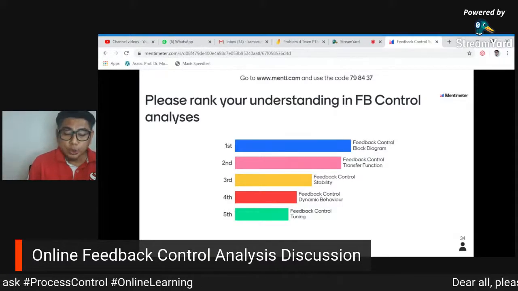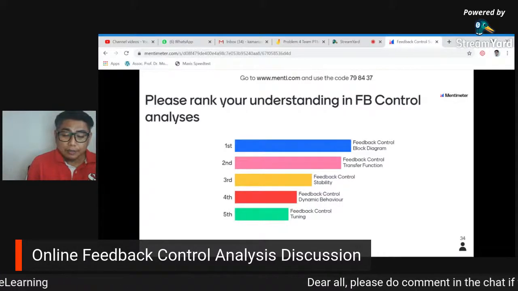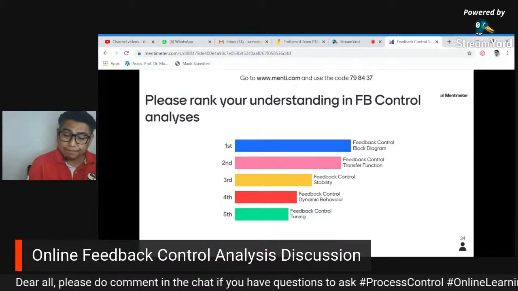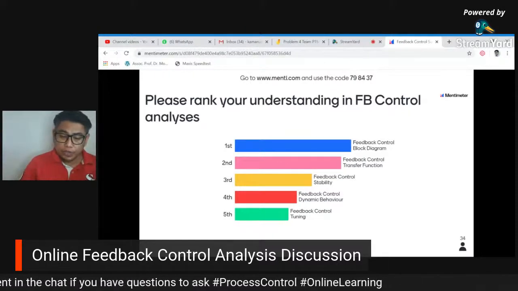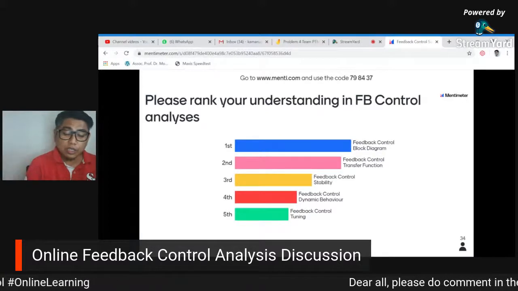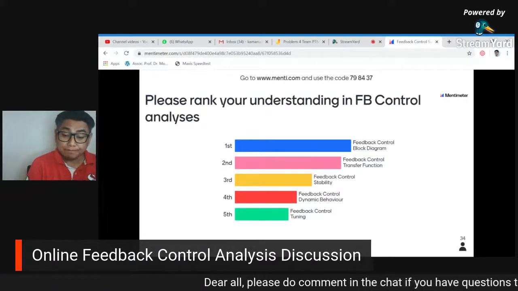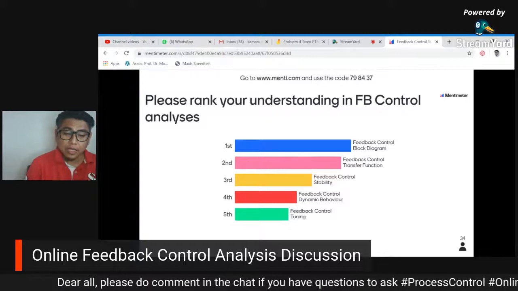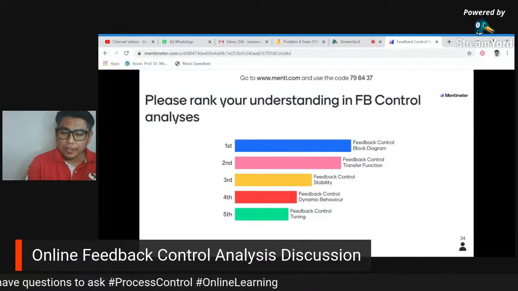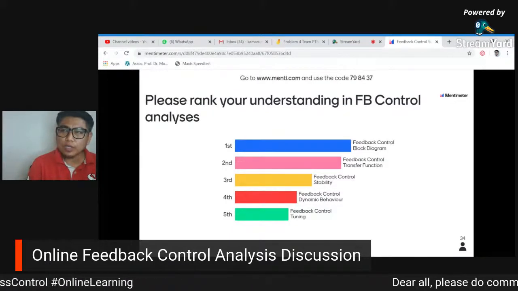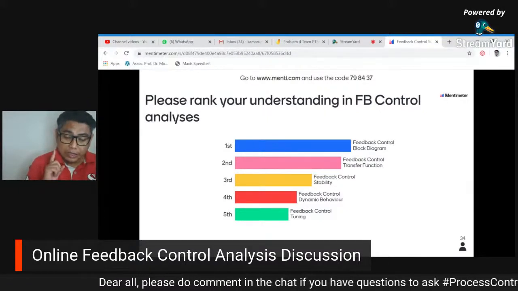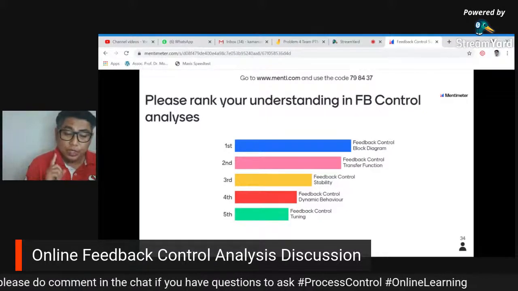In between, you need to know what the response should be for first order, second order, or higher order. First order, I think, is very easy, since you only have one time constant. But the most important thing is that you should be able to differentiate between the several types of second order response.